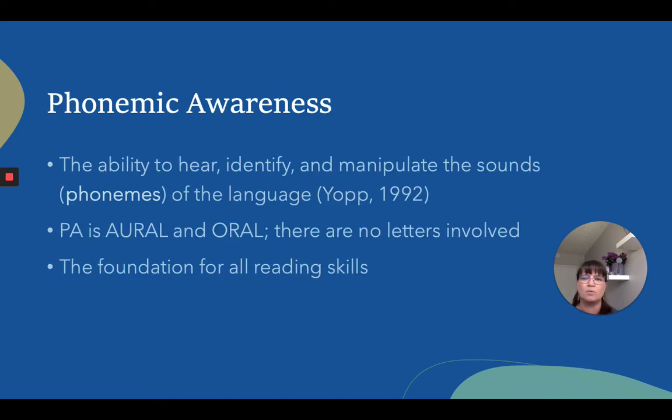So phonemic awareness is the ability to hear, identify, and manipulate the sounds, or phonemes, of the language. Phonemic awareness is all oral, meaning heard and oral. There are no letters involved. Oftentimes in the classes that I teach, I've actually seen a textbook that confused phonemic awareness and phonics, and teachers often confuse those two things. They are two completely separate things.